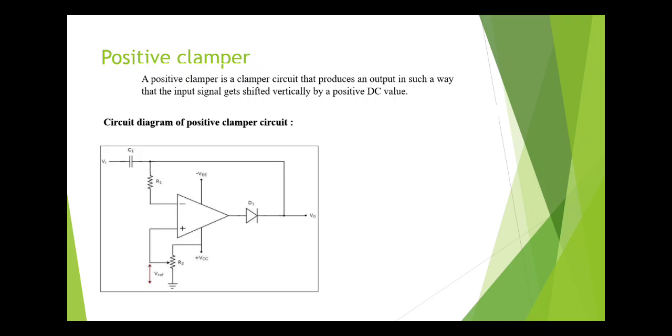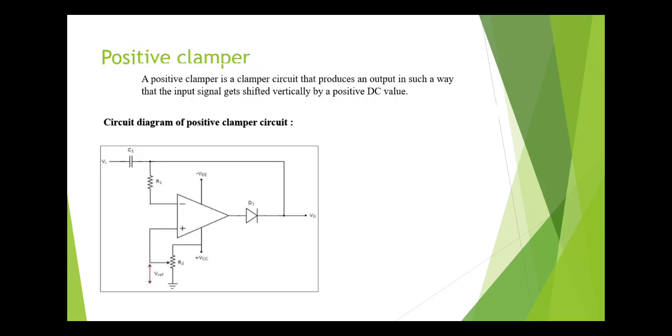The DC reference voltage Vreference is applied to the non-inverting terminal of the operational amplifier. The value of reference voltage Vreference can be chosen by varying the resistor R2. In this case, we get a reference voltage Vreference of a positive value.